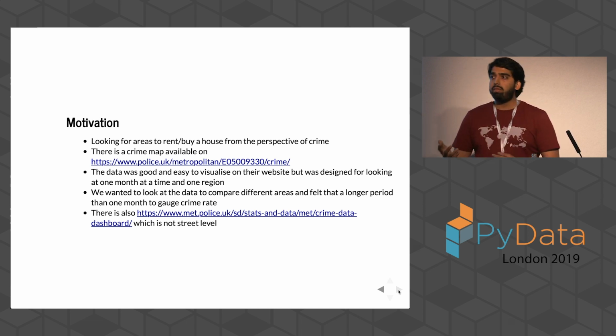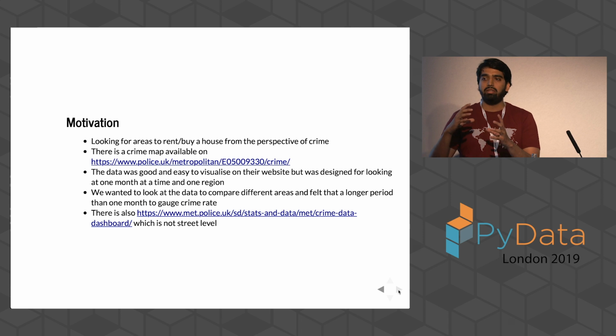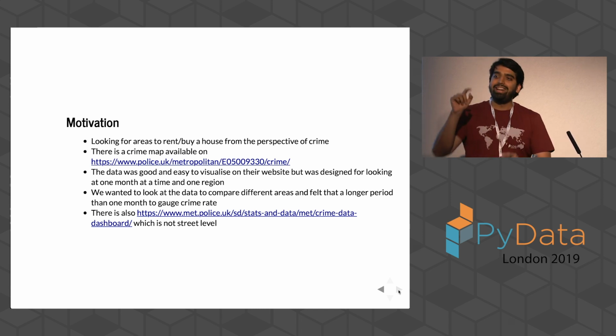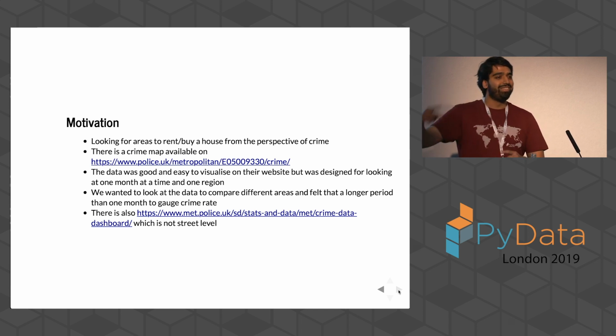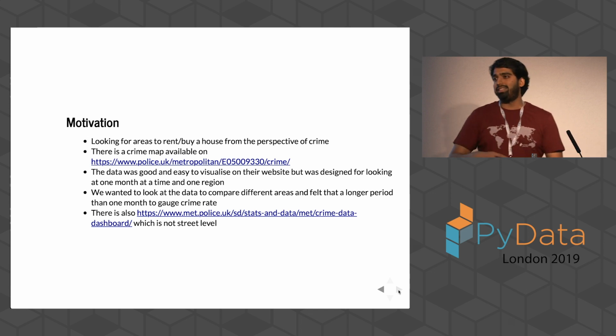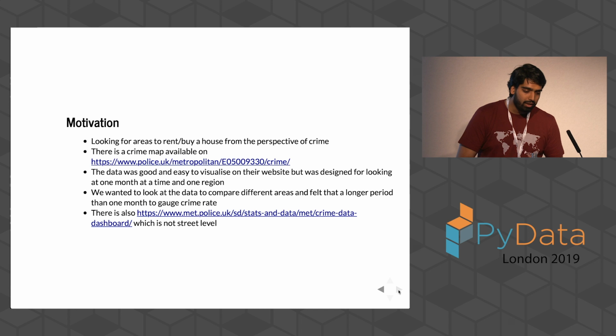So there are crime maps available, but the problem is that most of the time they're very hard to work with. Either they just give you data for one month or for one region, and then you have to click through each month to find out the data. So the idea here is to get all of that data and be able to visualize it at the same time.